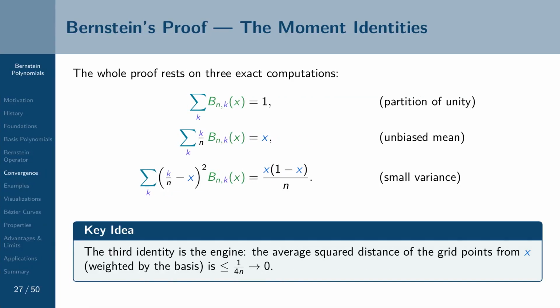The proof rests on 3 exact computations, the moment identities. First, the basis sums to 1, partition of unity. Second, the weighted average of the grid points k over n equals x. The estimator is unbiased. Third, the weighted average of the squared deviations, k over n minus x, all squared, equals x times 1 minus x, divided by n, small variance. That third identity is the engine of the proof. The typical squared distance of a sample from x is at most 1 over 4n, which goes to 0.